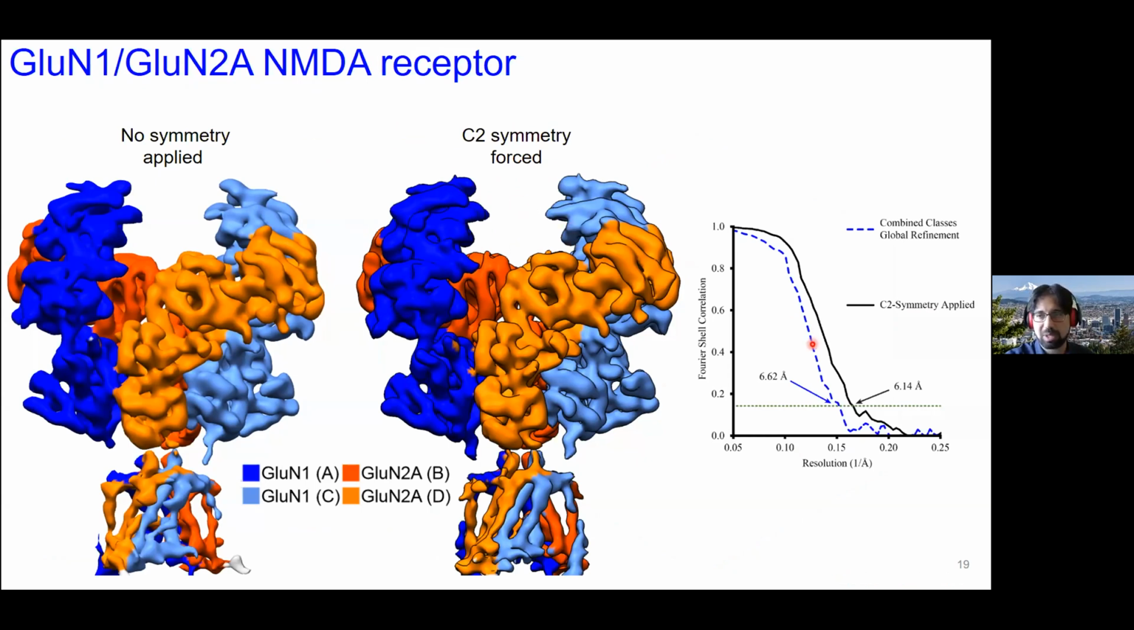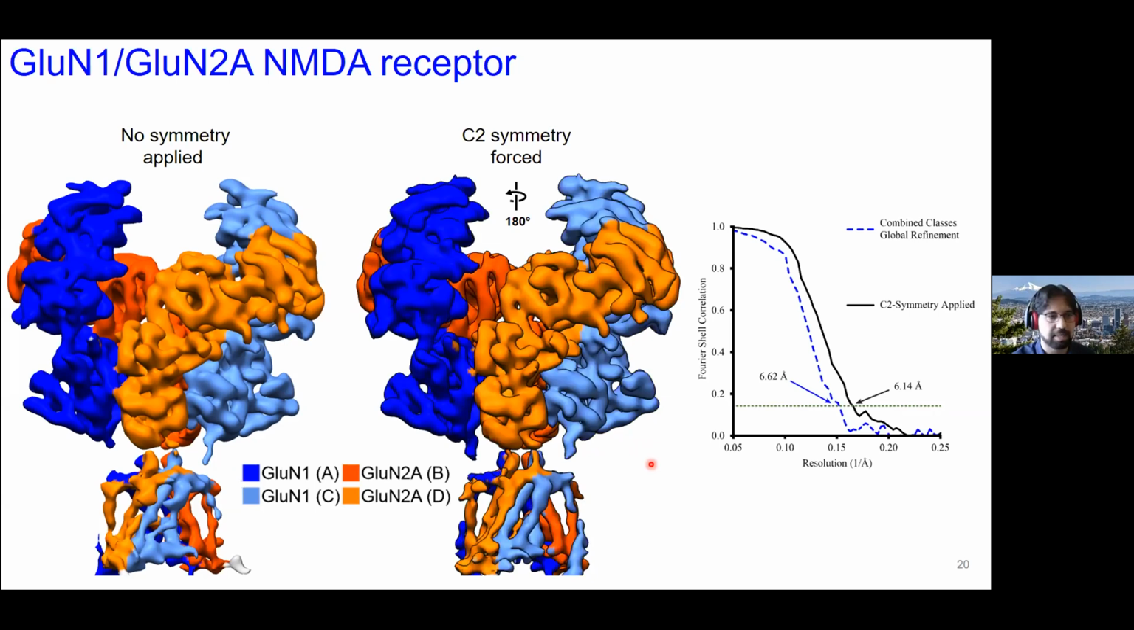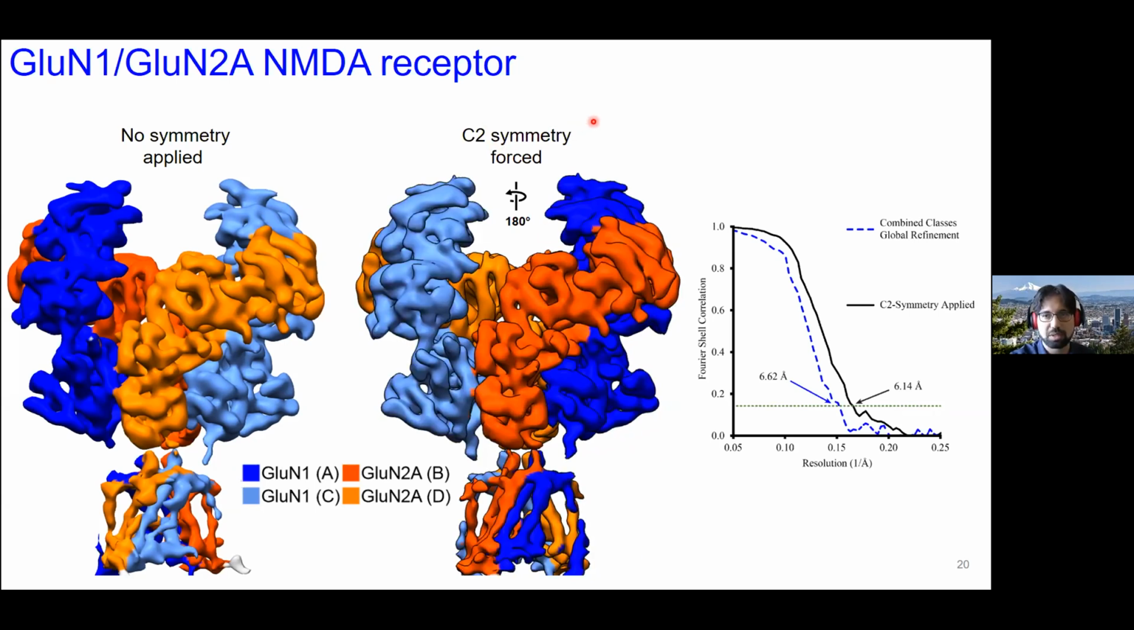When I force C2 symmetry, I go from about 6.6 angstrom resolution to 6.1 angstrom. So that's a half angstrom improvement in resolution by forcing symmetry. Even more importantly, the density features, especially at the transmembrane domain, are much stronger, and we're able to see things much better. So we get an increase in resolution and better density, but are we actually allowed to do this? Is this valid? Well, C2 symmetry means that if you take your receptor and rotate it 180 degrees along this axis of symmetry, you get the same structure back. And when we look at this C2 forced structure, that's what we see.